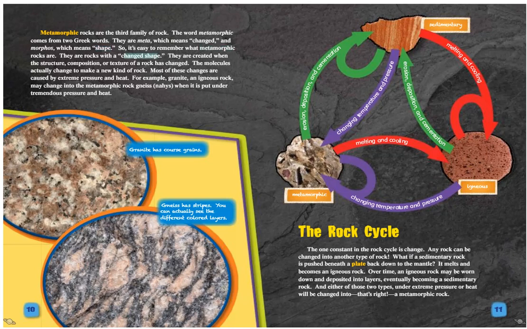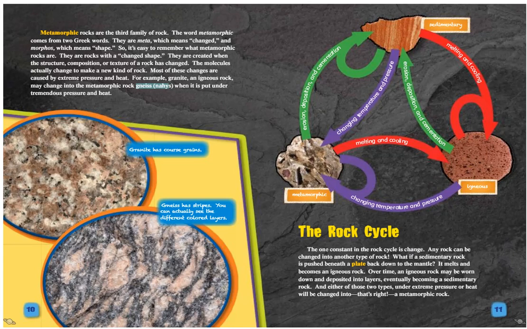They are created when the structure, composition, or texture of a rock has changed. The molecules actually change to make a new kind of rock. Most of these changes are caused by extreme pressure and heat. For example, granite, that stuff right there, an igneous rock, may change into the metamorphic rock gneiss when it is put under tremendous pressure and heat. So that would be this right here. So granite can be turned into gneiss through extreme pressure and heat that way.